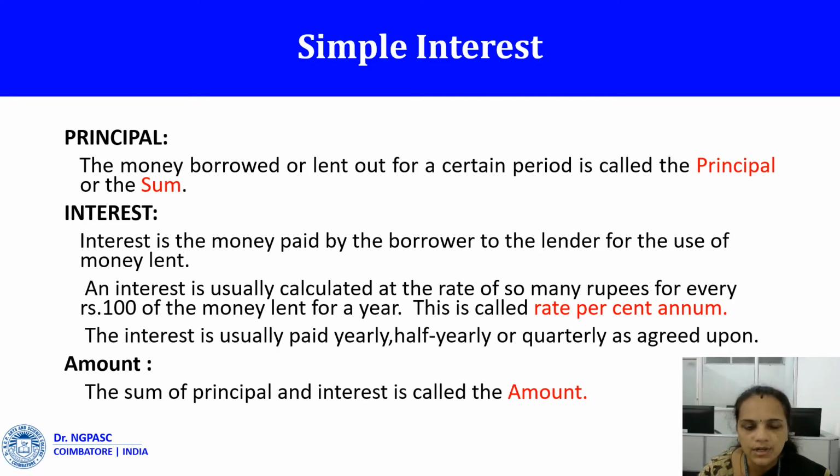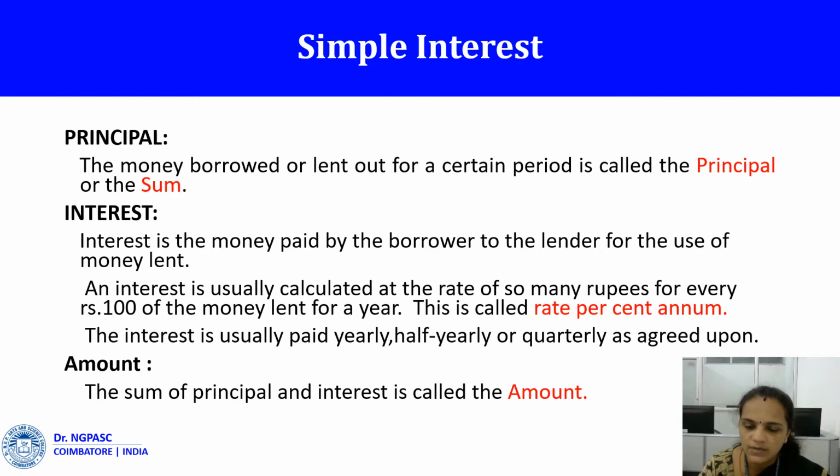There are three important things here: principal, interest, and amount. Principal is nothing but the amount which we lend or borrow. If you are giving 100 rupees to your friend, that is known as the principal. Or if you are borrowing 100 rupees, that amount is known as the principal. Interest is nothing but the amount which is given extra after a certain period. If you are giving 110 rupees after a certain period, that 10 rupees is known as interest.